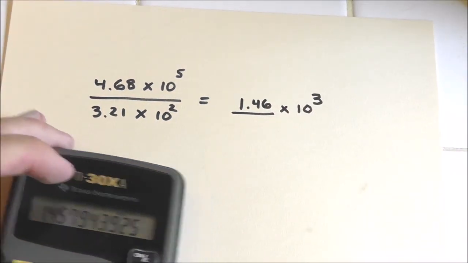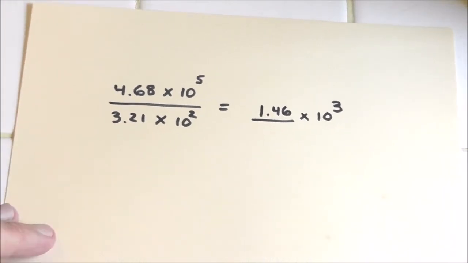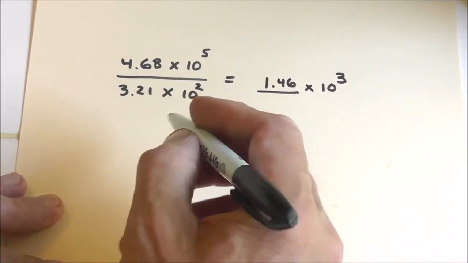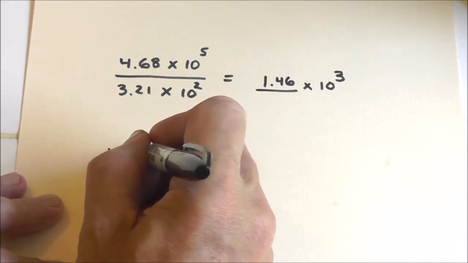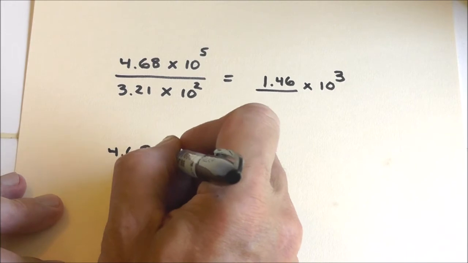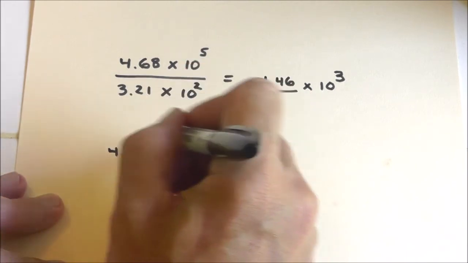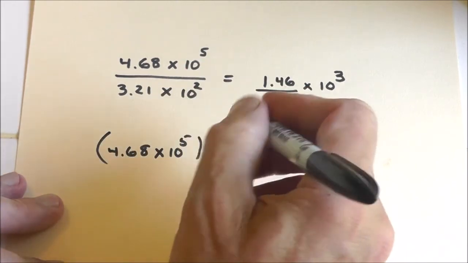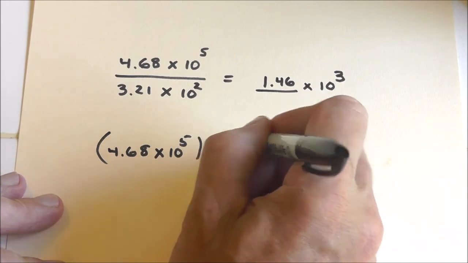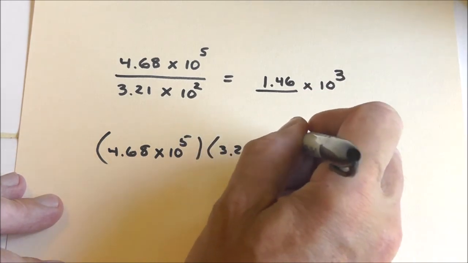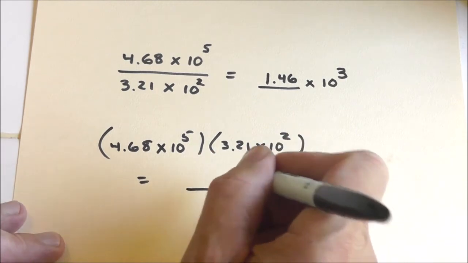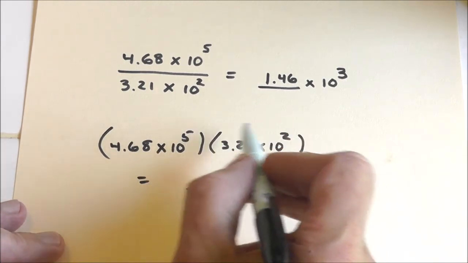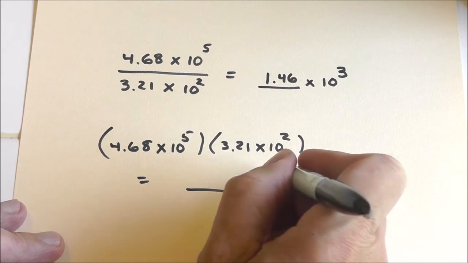All right, let's do another one. Let's say we were going to multiply two numbers, and we were going to try to express that. Let's multiply these two numbers. 4.68 times 10 to the 5, and we were going to multiply them by each other, times 3.21 times 10 to the 2. And we want to say, what's that product going to be? Same procedure, except now the result will be times 10 to the, now these add, 10 to the 7.